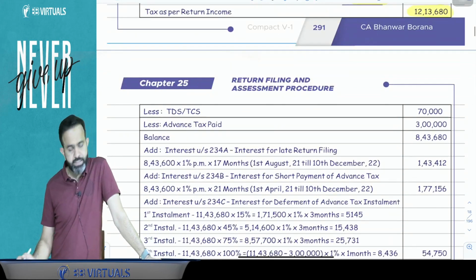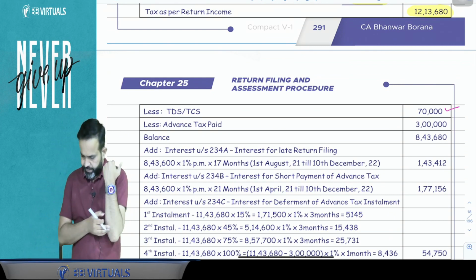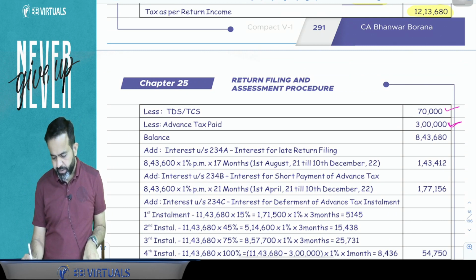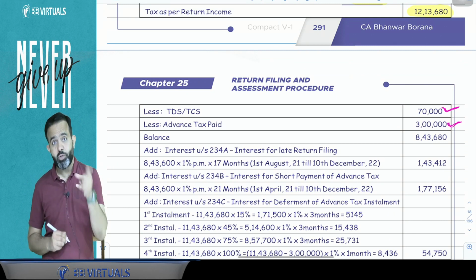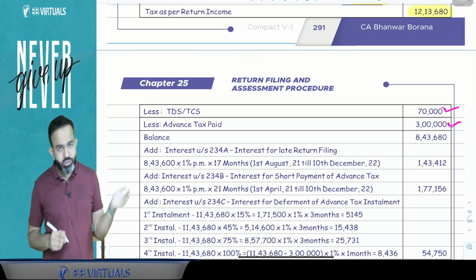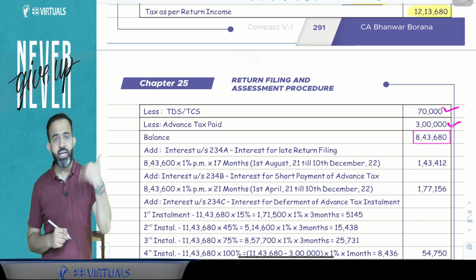Now your TDS and TCS deducted was 70,000. Will you get the credit of that? Answer is yes. Advance tax paid, will you get the credit of that also? Answer is yes. This credit is given. Okay, but after that you cannot claim a refund here. In an updated return, you cannot claim a refund. So can I say that your balance tax will be 8,43,680. This much tax you have to pay to the government.